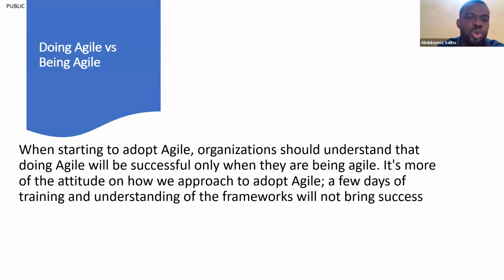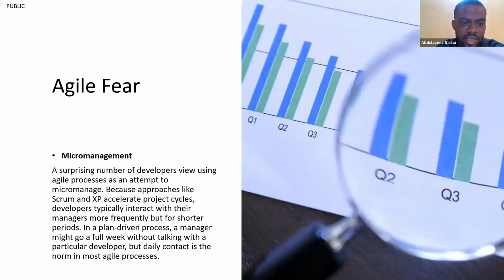There's always a concept of, oh, we're doing Agile versus being Agile. But what the framework is saying is that you don't do Agile; rather, you are being Agile. It's like exercise. It's like you trying to be healthy. You can't say, oh, I'm doing healthy, but you're being healthy. So organizations should understand that doing Agile will be successful only when they are being Agile. It is more of an attitude in how we approach adopting Agile. A few days of training and understanding of the framework will not bring you the success that you so much desire.